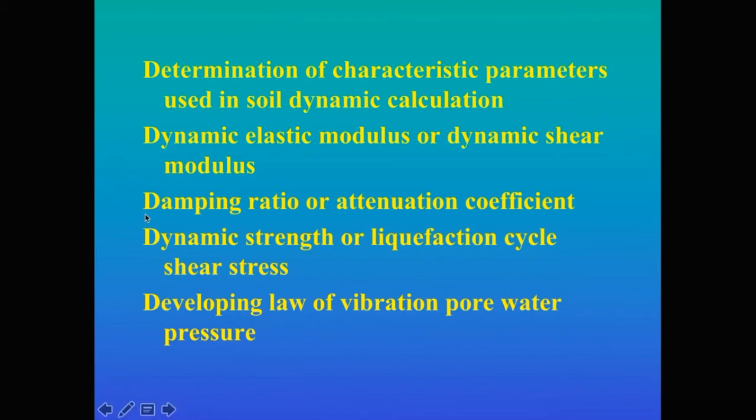The third is damping ratio or attenuation coefficient. Damping ratio is a parameter used to describe the energy dissipation during the dynamic load, and we can find how it changes. Then we can get the attenuation coefficient from it.